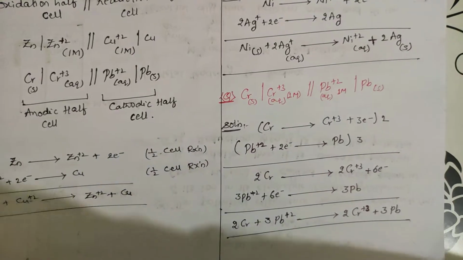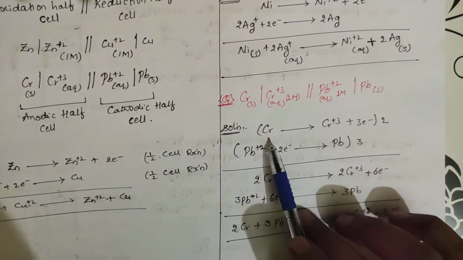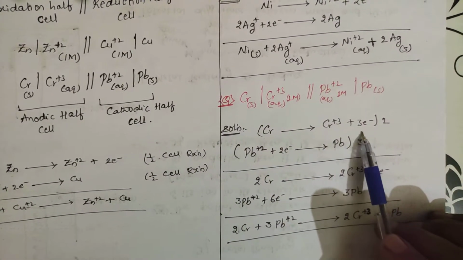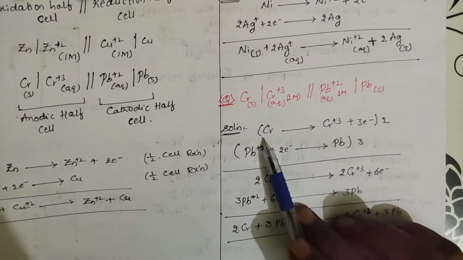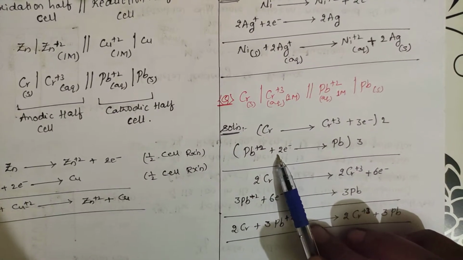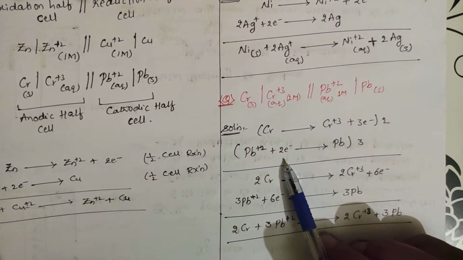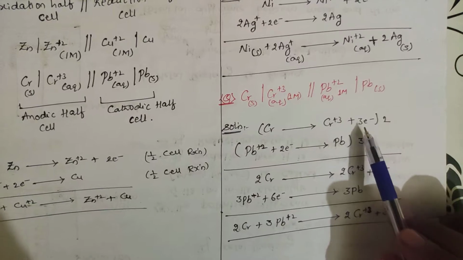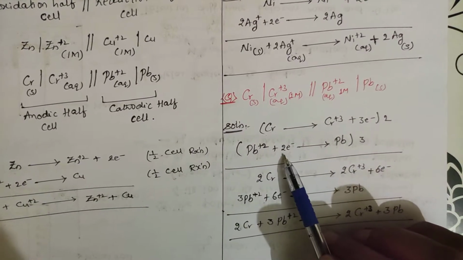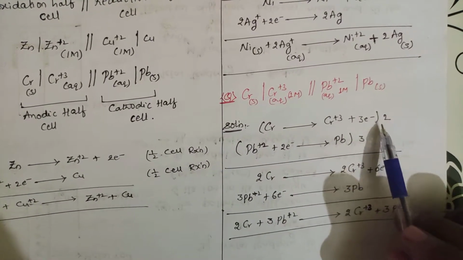Generally, if you do it here, what will you get? Chromium converted to chromium plus 3 means it has lost 3 electrons. Pb plus 2, by gaining 2 electrons, gets converted to Pb. But see, you are having 3 electrons here and 2 electrons here. So what should you do? You multiply this equation with 3 and that equation with 2, so that you will get 6 electrons.